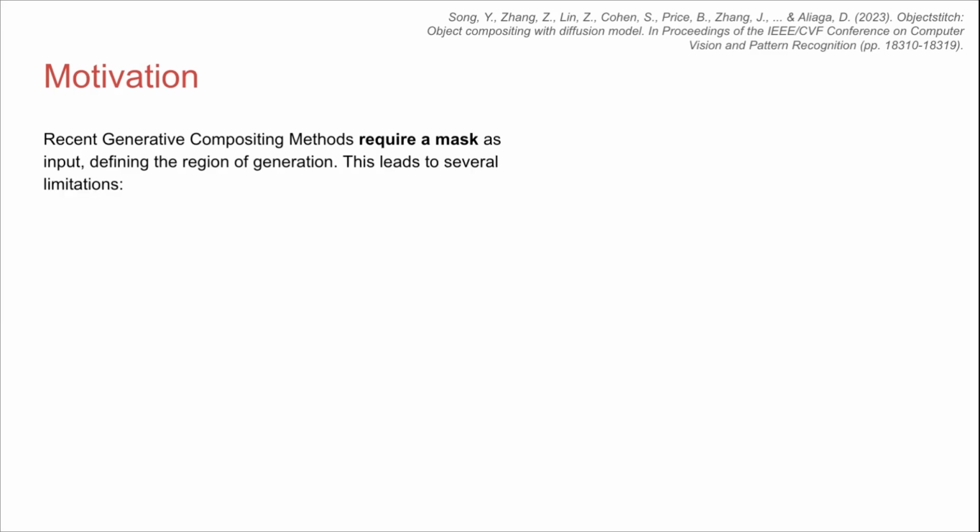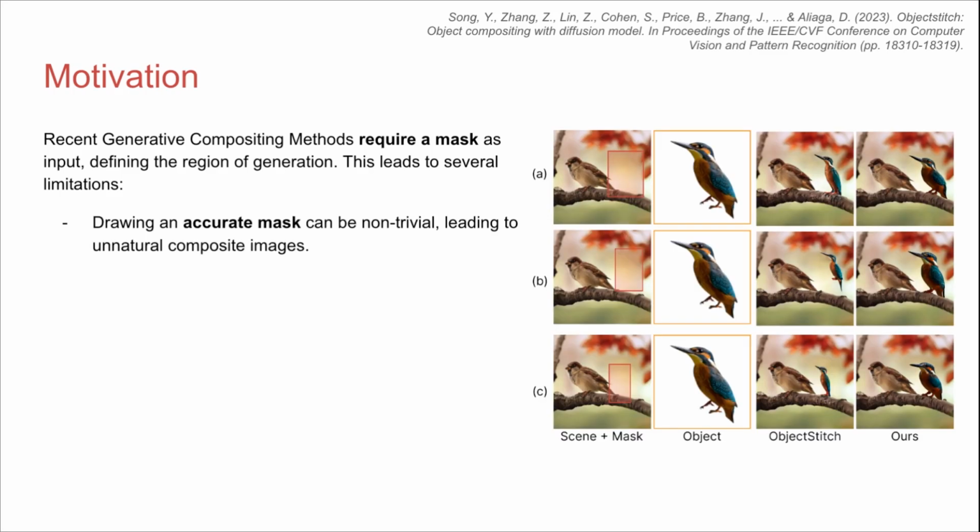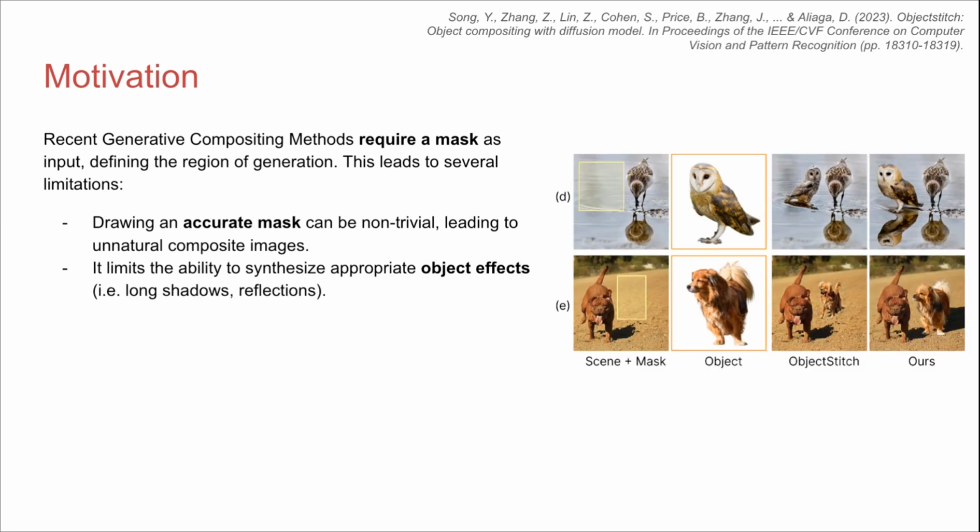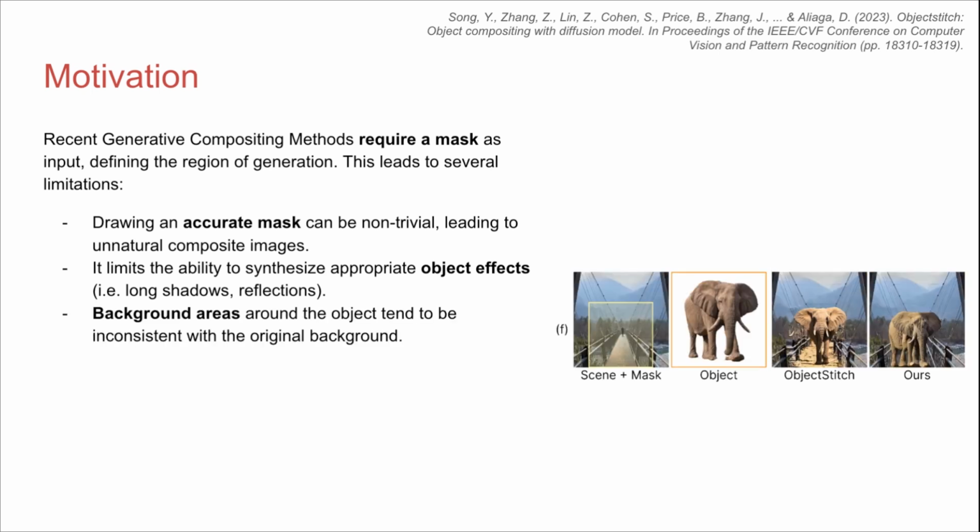This leads to several limitations. First of all, if the bounding box is not completely accurate, it can easily lead to highly unnatural images where the composited object is too big, too small, or slightly displaced. Additionally, since the generation is constrained inside the mask, the model lacks the ability to generate shadows or reflections that go beyond it and match the lighting of the image. Lastly, since the model never sees the entire background but only a masked version of it, the content cannot be preserved.